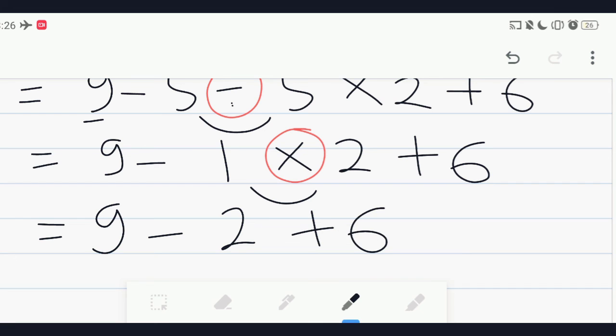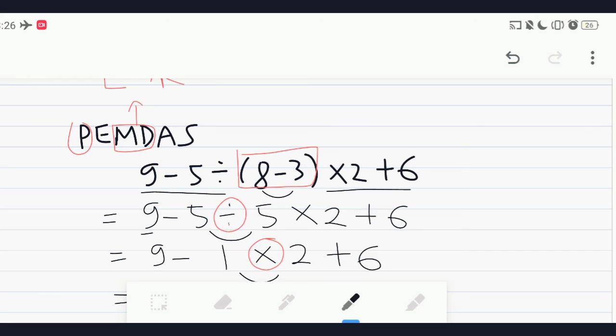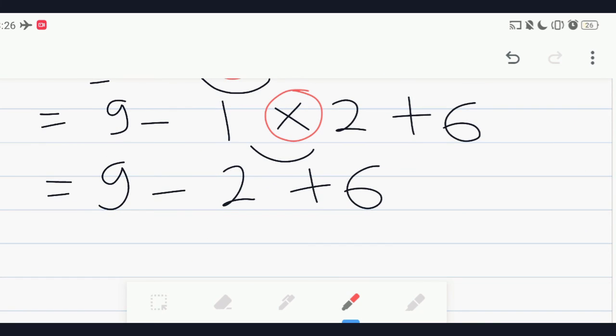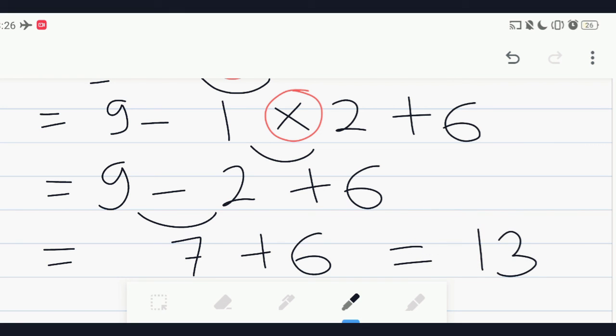Then after this, you have subtraction and addition. Which one do you have to do first? Remember PEMDAS, okay? For addition and subtraction, it is also the same. You have to go from left to right. So you see which one is the left one first. This one is the subtraction first, right? So 9 minus 2 will be 7, plus 6. So you will get the answer 13.